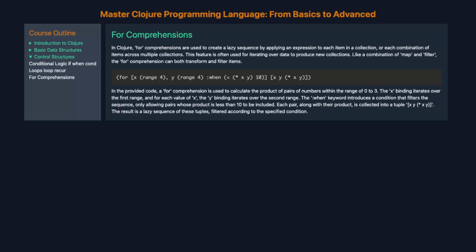In the provided code, a for comprehension is used to calculate the product of pairs of numbers within the range of 0 to 3. The x binding iterates over the first range, and for each value of x, the y binding iterates over the second range. The when keyword introduces a condition that filters the sequence, only allowing pairs whose product is less than 10 to be included. Each pair, along with their product, is collected into a tuple, [x y (* x y)]. The result is a lazy sequence of these tuples, filtered according to the specified condition.